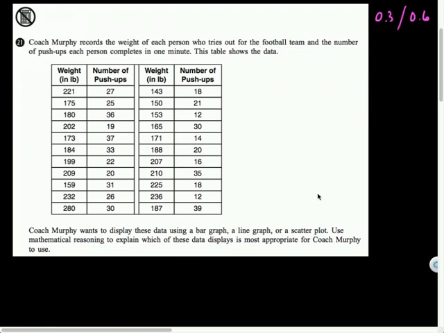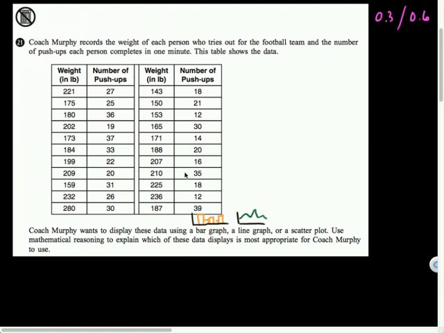So let's actually talk about what these are. A bar graph is when you have a height representing each of your things, right? That's what a bar graph would kind of look like. A line graph would be where each point is connected by a line, kind of like that.